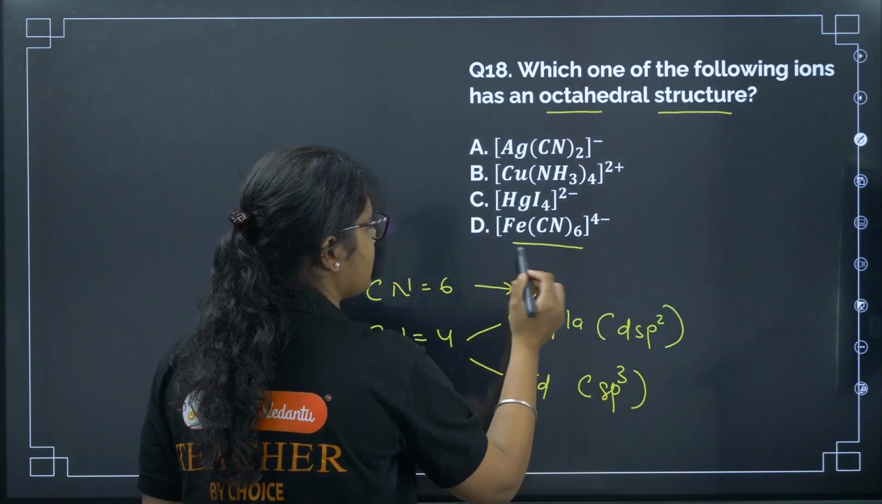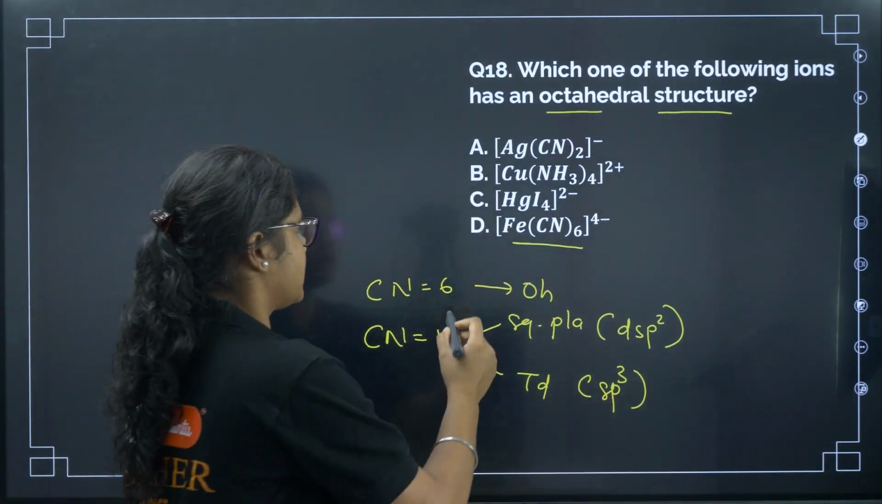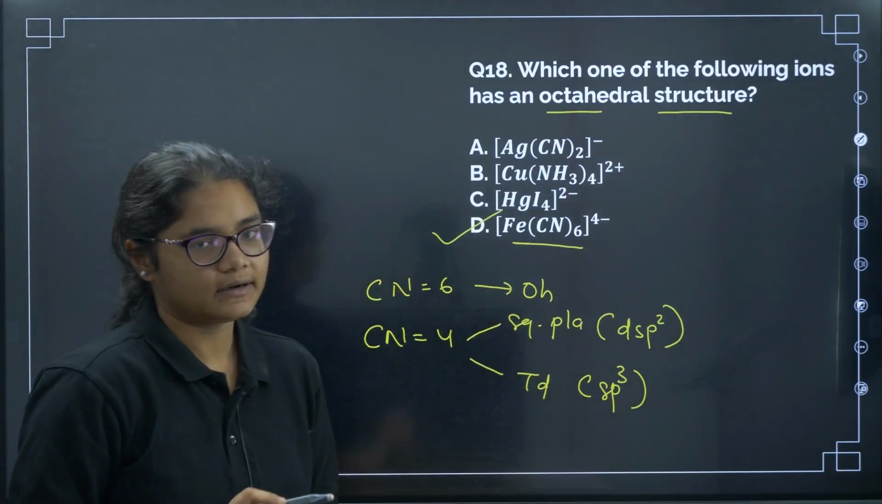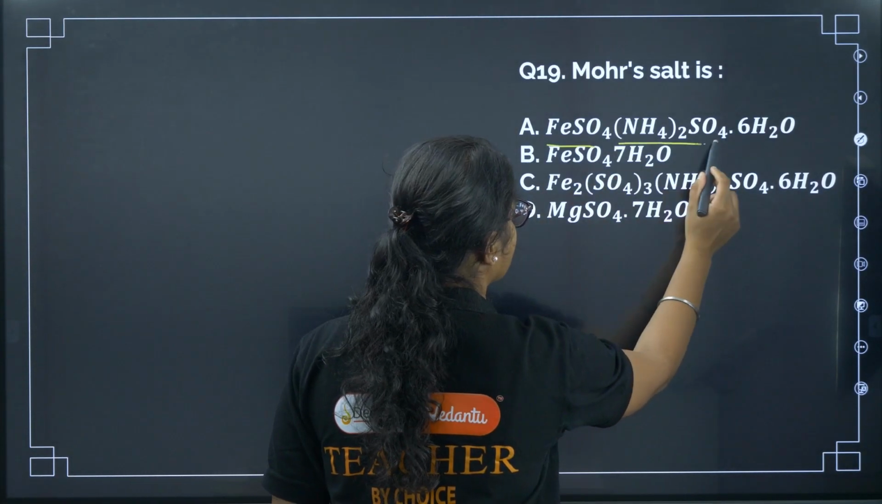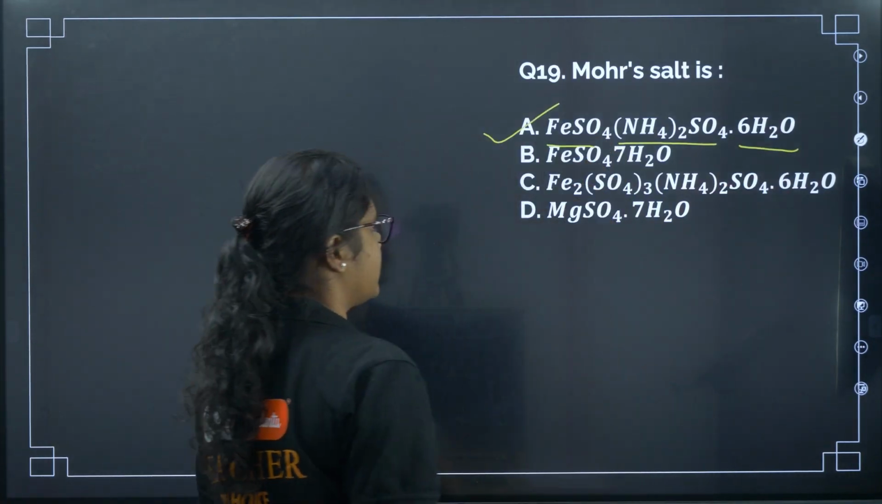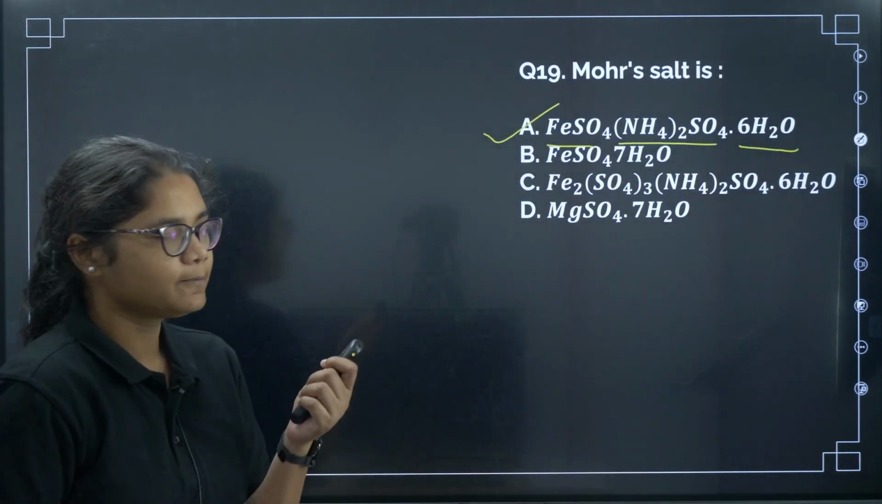So here you can see only one option is having 6 coordination numbers, so the correct answer will be option number D. Next, Mohr's salt. So Mohr's salt formula is FeSO4·(NH4)2SO4·6H2O. So correct answer will be option number A.